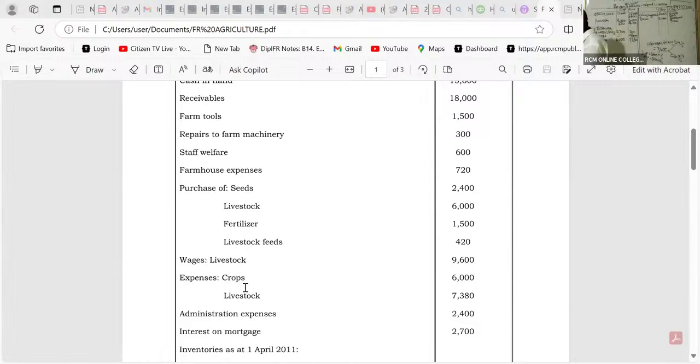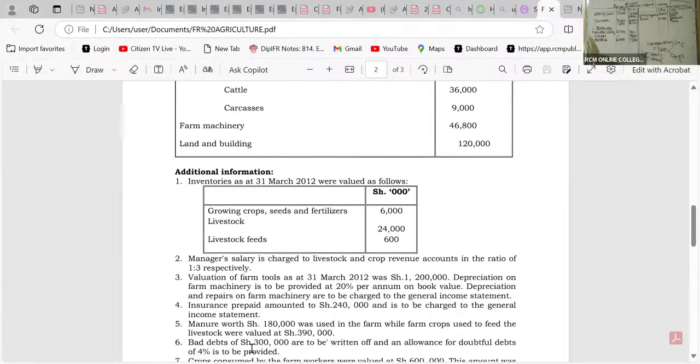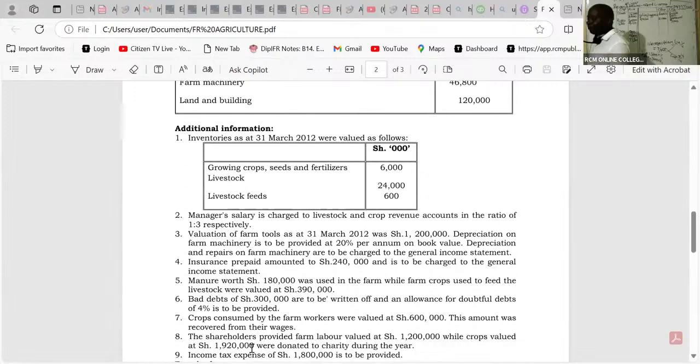All right. We can see inventories at the beginning, which we've already captured. Then I can see general insurance premium. I can see payables here, ladies and gentlemen. Sales, we have captured. Farm machinery and land and building will go to the balance sheet. Then let's now look at the notes to this table. Additional information 1, I've taken care of. Note 2, I've taken care of, to apportion manager salary.